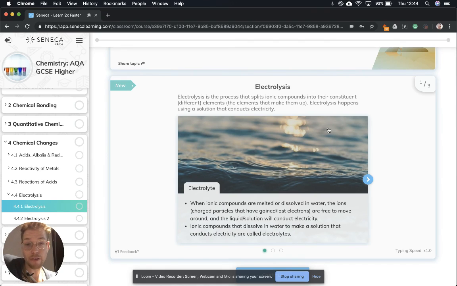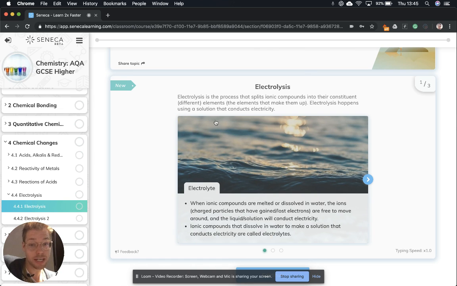Today we're going to be going over electrolysis for chemistry GCSE. It can be quite a complex topic. There are lots of keywords, so I'll go over them a bunch of times to help them stick. So let's get started. What is electrolysis?